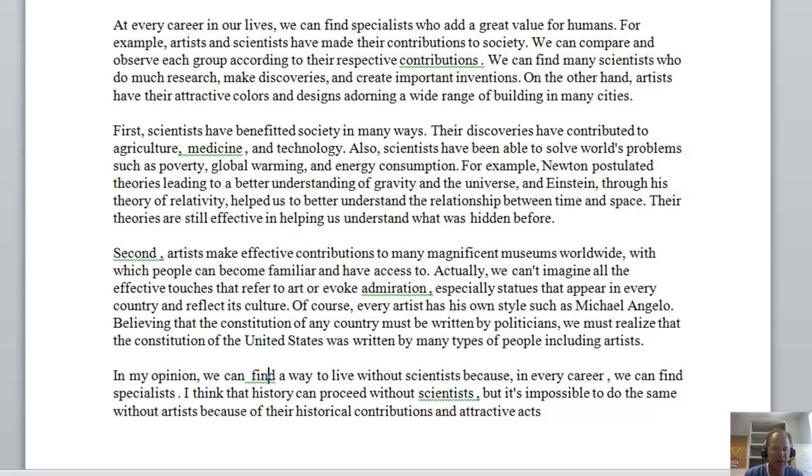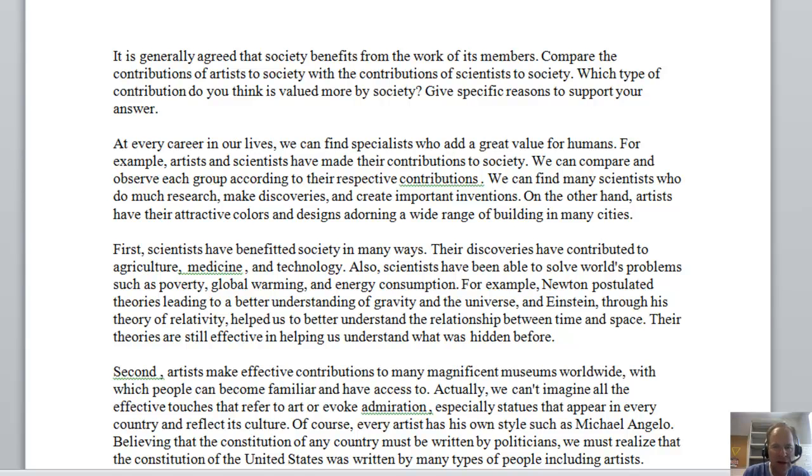In my opinion, we can find a way to live without scientists because in every career we can find specialists. I think that history can proceed without scientists, but it's impossible to do the same without artists because of their historical contributions and attractive acts. So this kind of restates what you're saying here. So this one is actually pretty good. So I made some changes, not a lot. So obviously the fewer changes I have to make to the writing, the higher you're going to score.